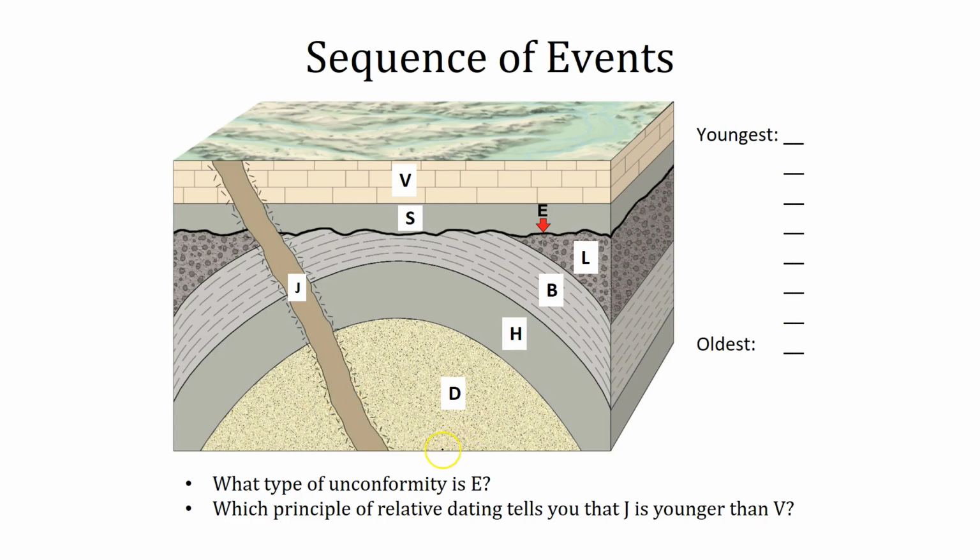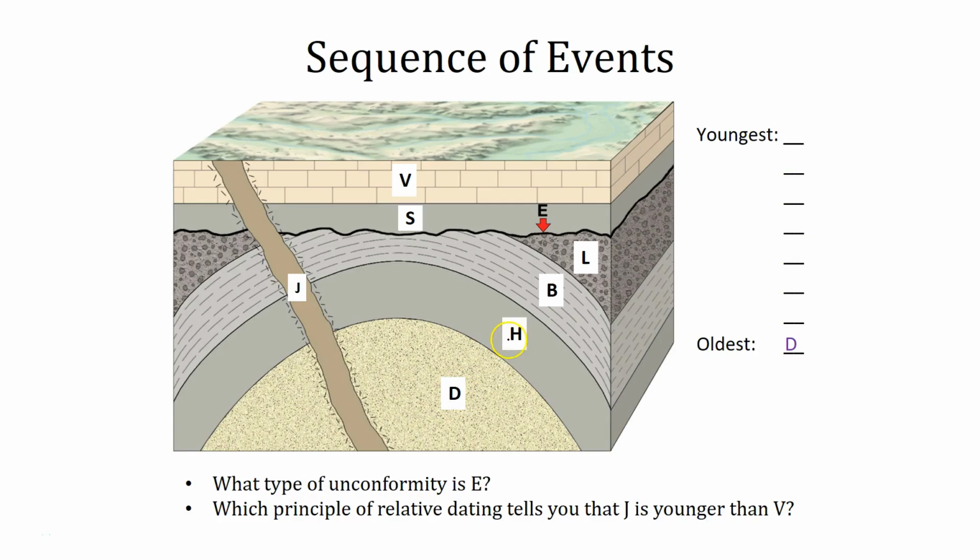So again, we're going to start with the law of superposition that tells us our oldest rock should be at the bottom and our youngest rock should be at the top. Well, when I look at the very bottom of my diagram, I have rock layer D and I have igneous intrusion J. Well, this is a cross-cutting feature. Our law of cross-cutting relationships tells us that these rocks had to exist before J could cut across them. So we're not going to worry about him just yet. And then that leaves layer D as the oldest feature in our cross section.